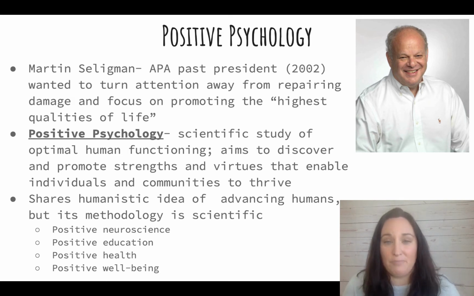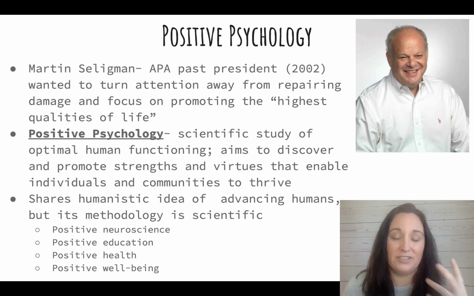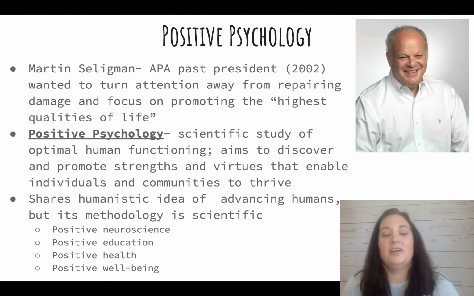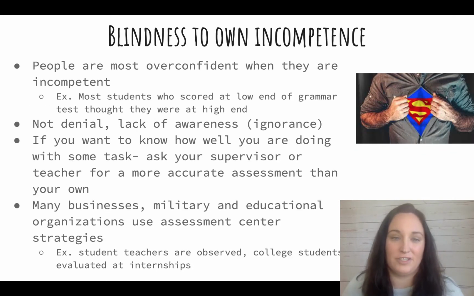And so he came up with positive psychology, the scientific study of optimal human functioning. It aims to discover and promote strengths and virtues that enable individuals and communities to thrive. So things like neuroscience, education, health, and well-being are all researched with the idea of what can actually help people get and stay healthy or become healthier in their mind, not obviously physically. So this is the idea of positive psychology.